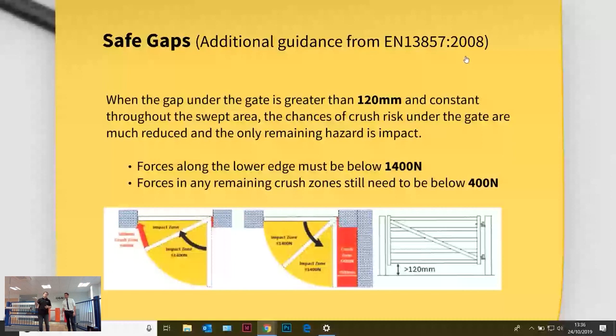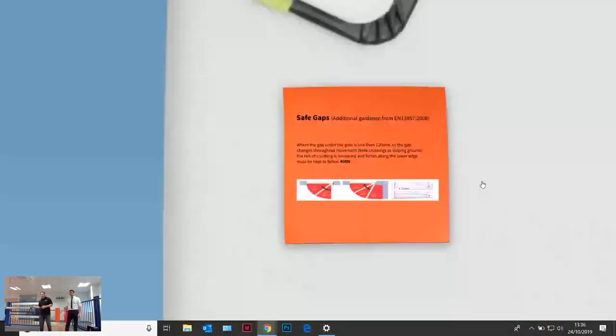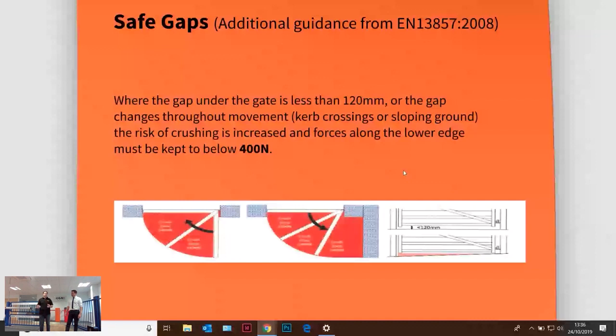If you look for gaps under the 120, essentially we have a gate that has a slope. If you have this sloping gate coming in, we basically have a greater risk of crushing, like rising driveways. Rising driveways, anything like that, is more problematic. At that point, the maximum amount of force is 400 newtons, because it's considered a crushing hazard rather than just the impact.